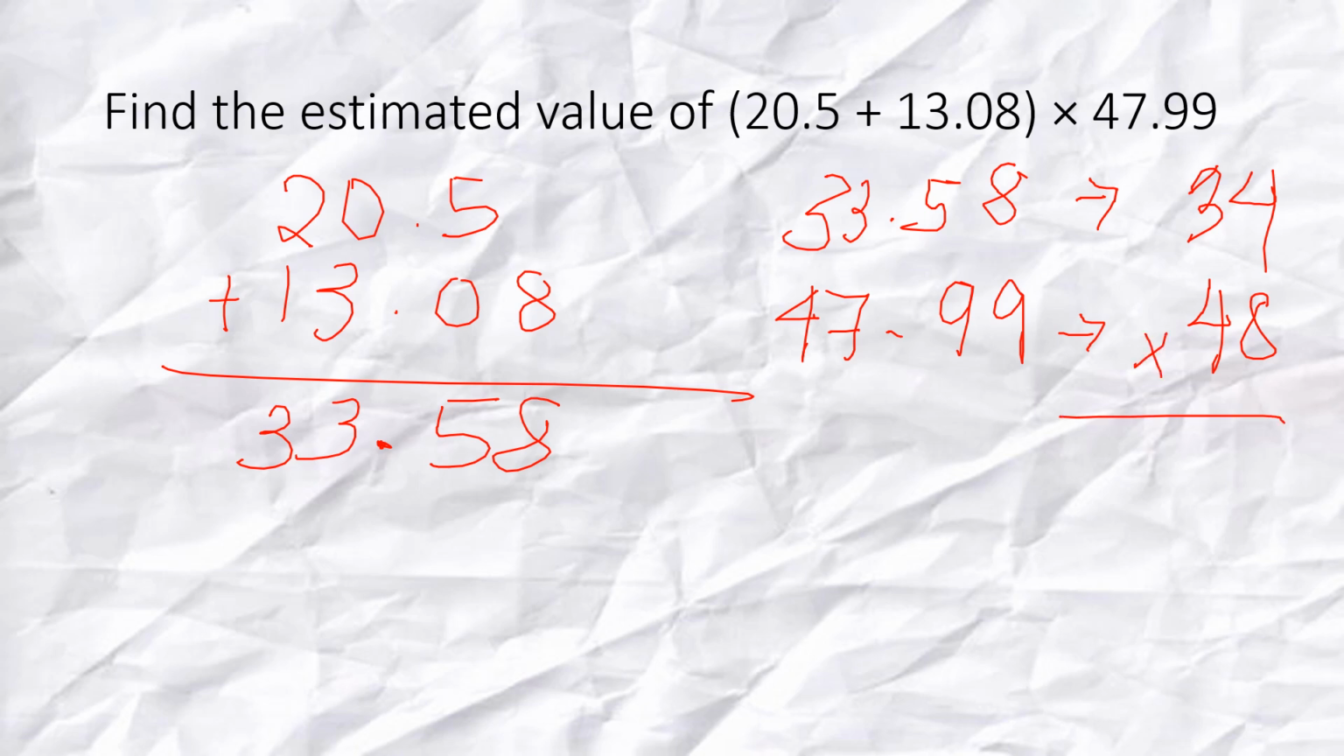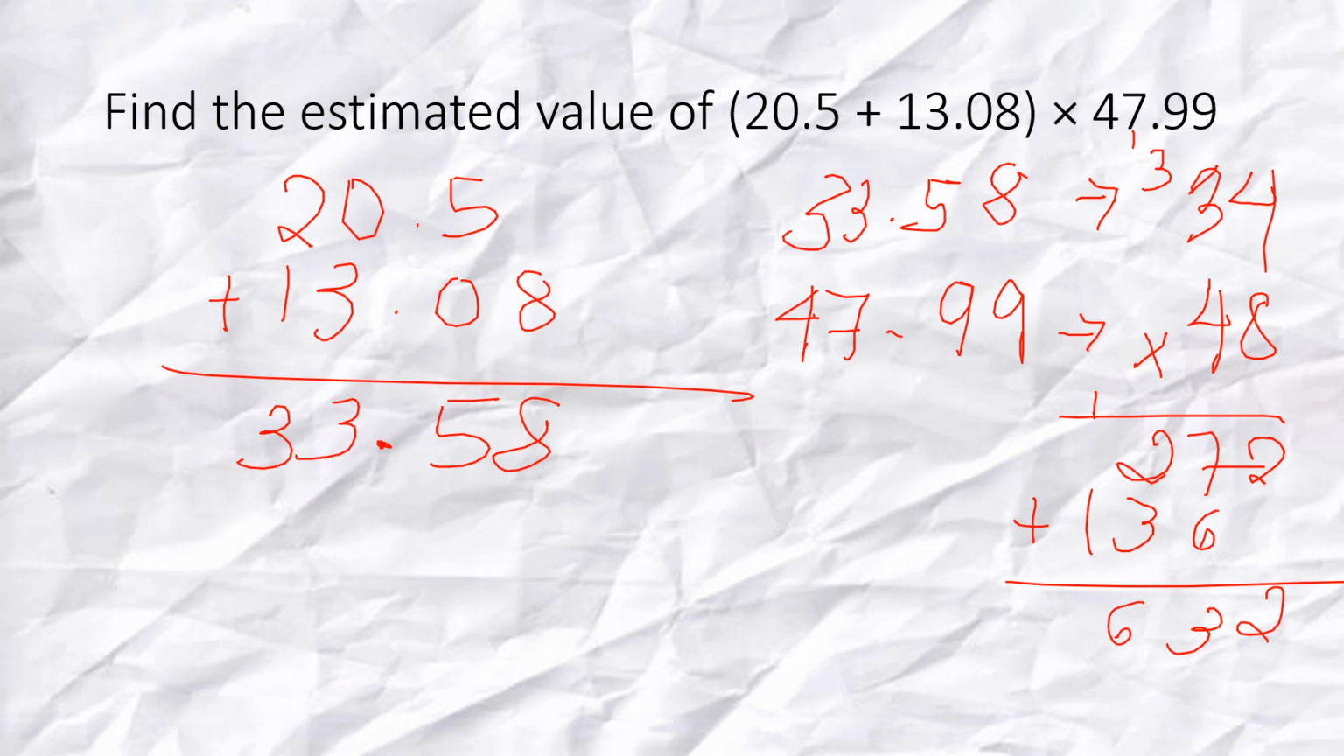Let us now multiply. 8 times 4 is 32. 8 times 3 is 24 plus 3 is 27. 4 times 4 is 16. Regroup 1. 4 times 3 is 12. Plus 1 is 13. Add. So this is 2. 13. 2 plus 1 is 3 plus 3 is 6. Bring down 1. So the final answer, or the estimated value, is 1,632.